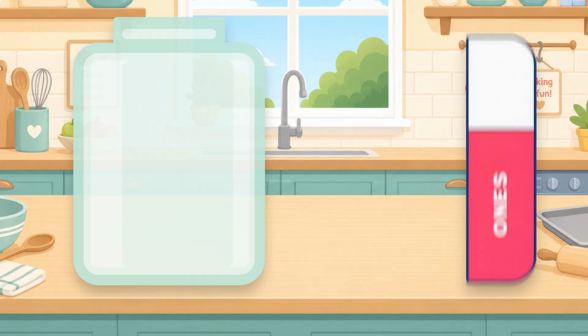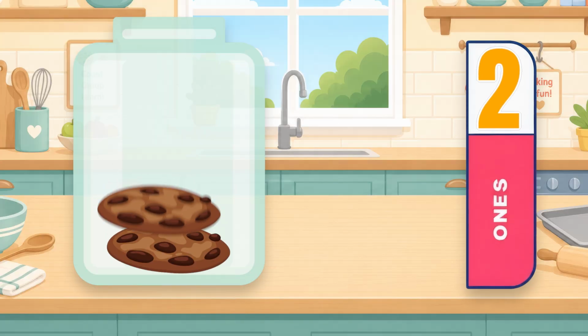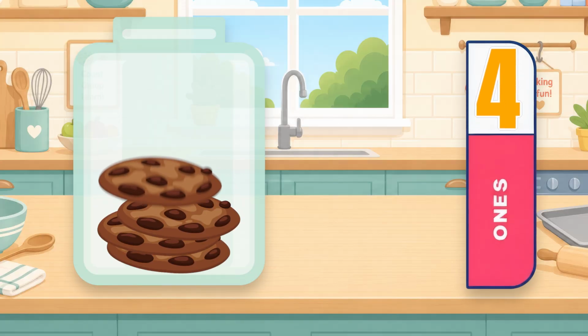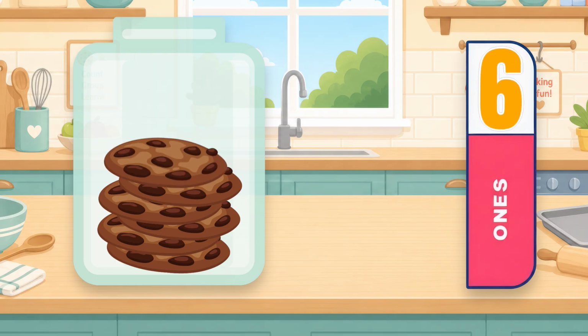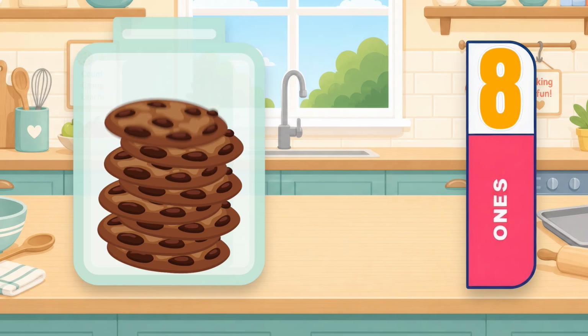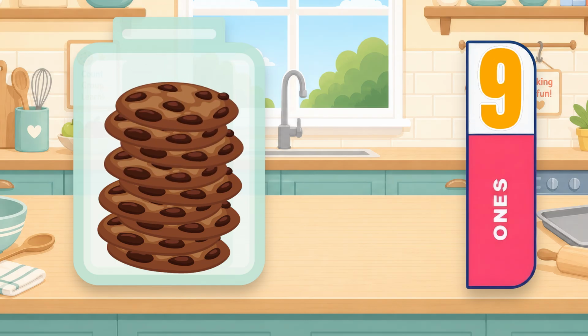Let's watch this happen by counting some cookies. We drop them into our cookie jar one at a time. Count with me. 1, 2, 3, 4, 5, 6, 7, 8, 9. Look, 9 cookies in the jar. And our ones place shows 9. But watch what happens when we add just one more.